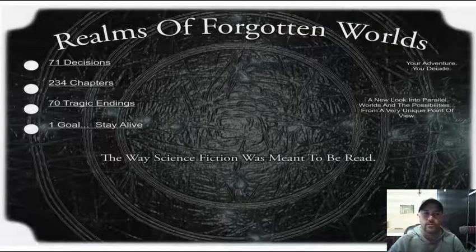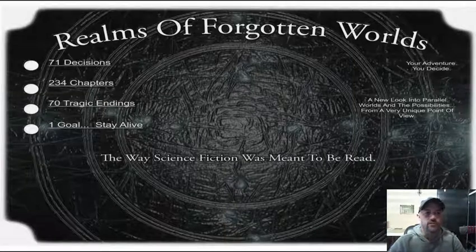Let's talk a little bit about the book, just a little bit more. The book has 71 decisions, 234 chapters, 70 tragic endings, and 1 goal. It's your adventure, you decide. And if you haven't seen the previous videos and you're wondering what this is, this is called multi-option. It's something called interactive fiction from the 80s that we're bringing back to life. There are books like this, they're children's books, but we're making adult books now. If you'd like to know more about that, check out the previous videos, Introduction to multi-option. And that should be pretty clear. If not, please leave a message in the video and I'll be more than glad to make another video about that.